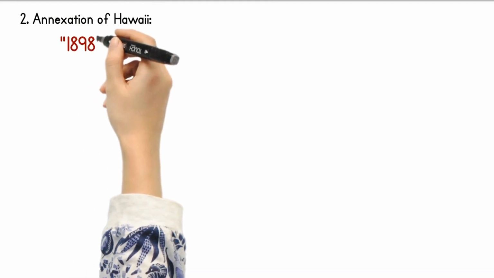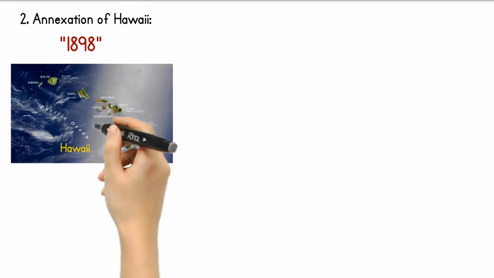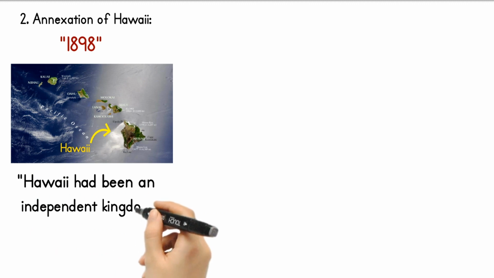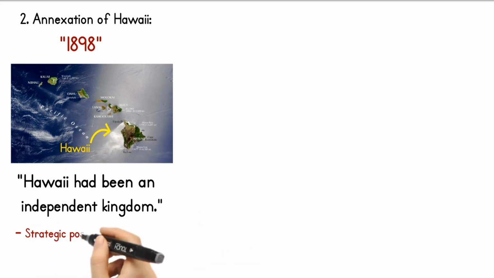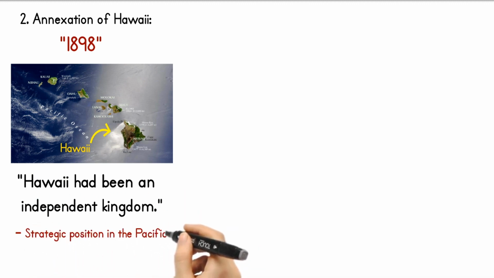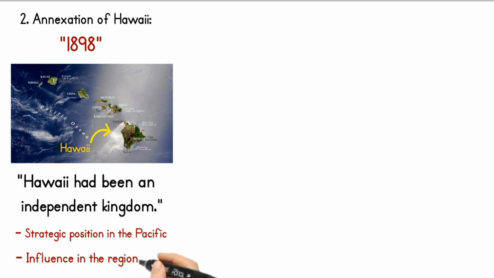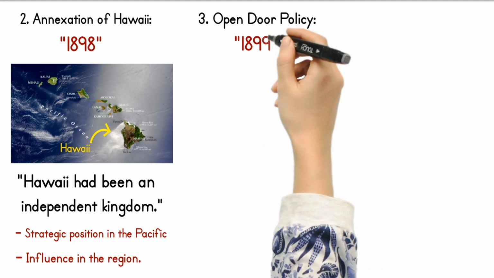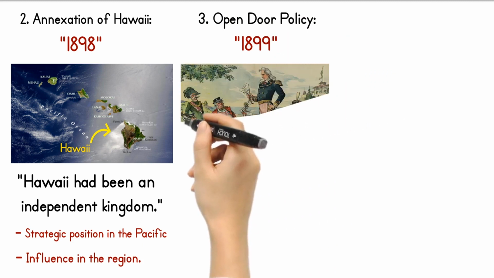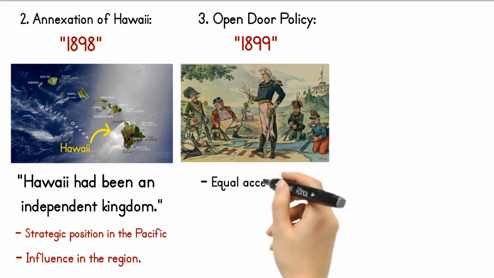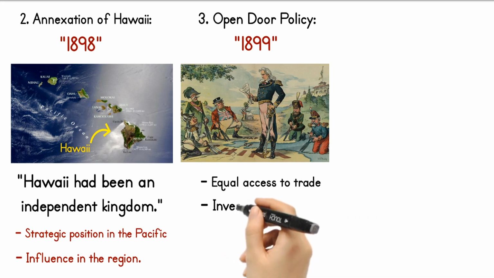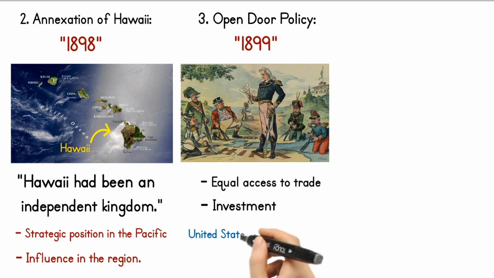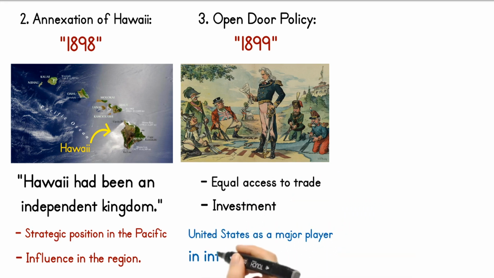In 1898, the United States annexed Hawaii, which had been an independent kingdom. This move gave the United States a strategic position in the Pacific and expanded its influence in the region. Open door policy. In 1899, the United States announced its open door policy, which called for equal access to trade and investment in China. This policy helped to establish the United States as a major player in international affairs.